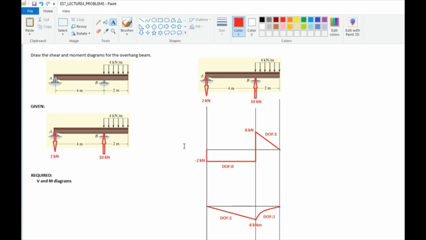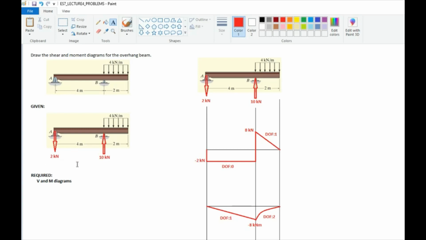Next, we have this beam. Meron naman tayong overhang. Okay, so, kung simply supported, nasa dulo yung support. Pero dahil yung roller support natin is somewhere in between your beam, we call this an overhang beam. Okay, so, ayan. Yung overhang natin, meron tayong subject sa 4 kN per meter na load. Okay, so, ganun din, draw the shear and moment diagram.